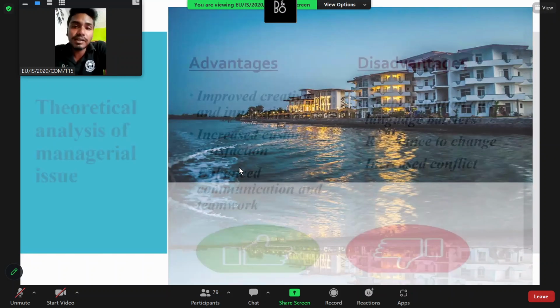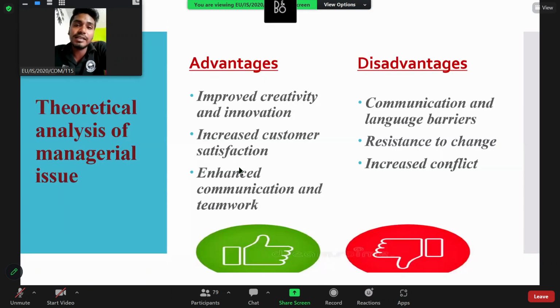The first disadvantage is communication and language barriers. Differences in language and communication styles can create barriers and misunderstanding between the employees and the cultures.